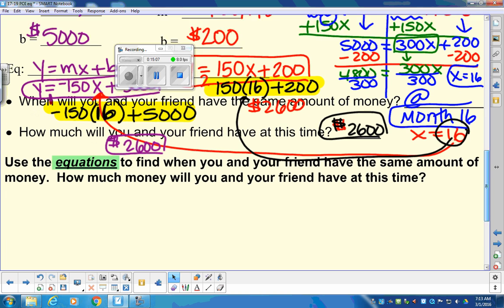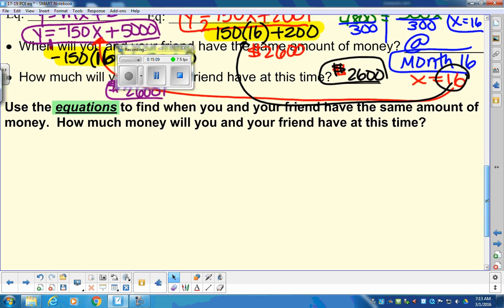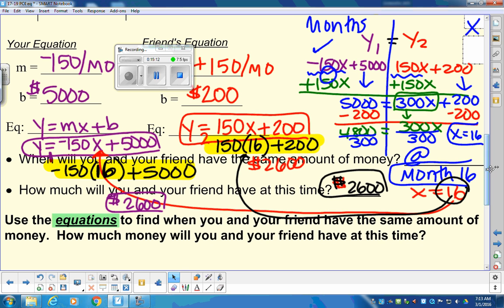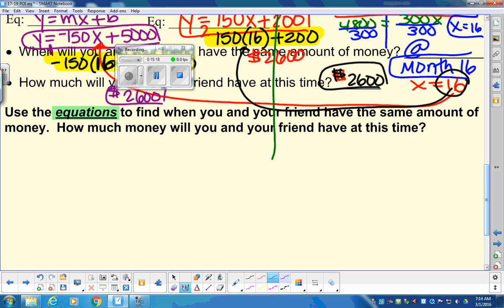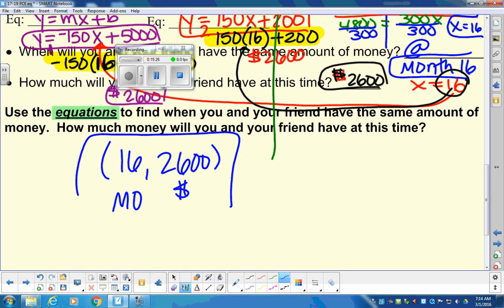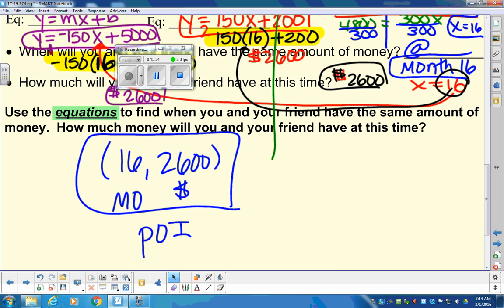So it's saying down here, use the equations to find when you and your friend have the same amount of money. I did all of my work for that up here. At month 16, you and your friend will each have $2,600. That's the POI. We just couldn't see it in this particular case in the table or graph. Had we extended it, had we had more space, we could have seen it. But that's what you do when you can't see it in the graph.